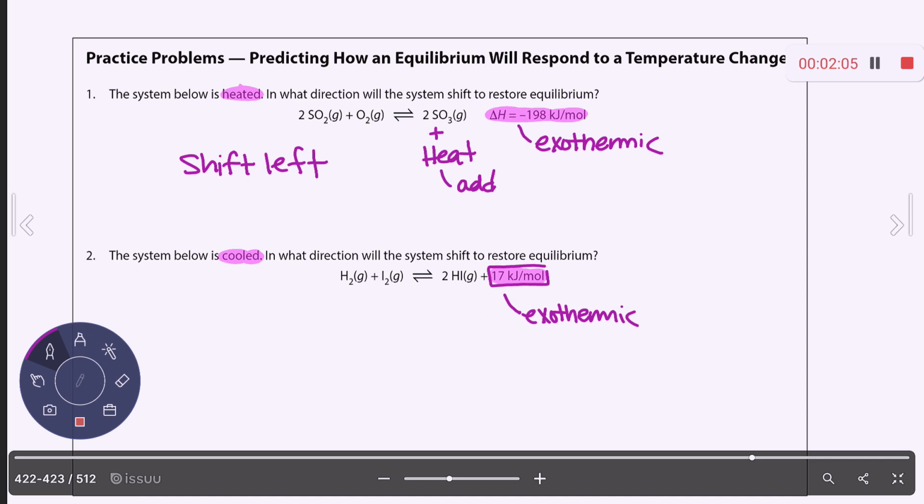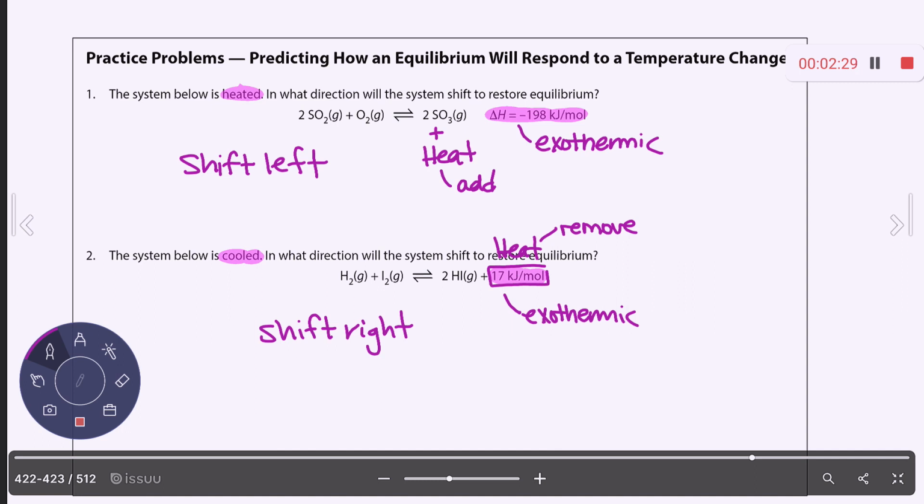So if this number was on the reactant side, it would have been endo. Okay, so we're cooling it. So doesn't that mean this is my heat? So that means we're removing some of the heat. So doesn't that mean I need to move in its direction to bring it back? So that's why you're going to shift to the right. Yes? Okay.